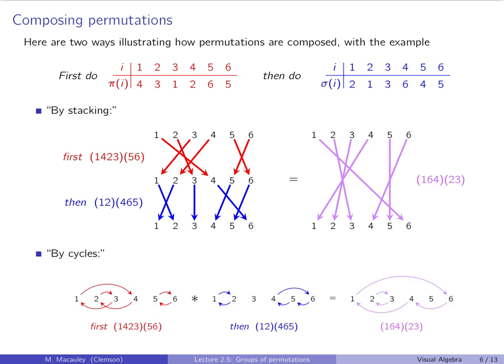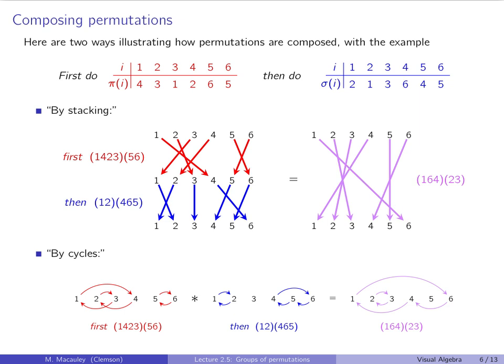Another way to compose permutations is with this permutation diagram notation. So this permutation here in its permutation diagram looks like this. If we first do that one and then we do this one, we get this one here. Let's think about how we did that. If we start at 1, 1 goes to 4, 4 goes to 6, so 1 goes to 6. That matches what we have up here.